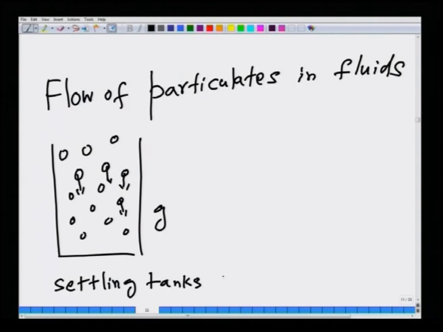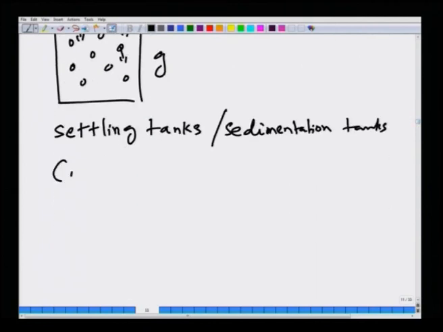There are settling tanks or sedimentation tanks, as they are called, in many chemical engineering applications. You will have sedimentation tanks that are used to remove particulates from one liquid phase, and then you use the liquid phase for further processing in other unit operations. And you also have centrifuges to separate particles or droplets of different densities.